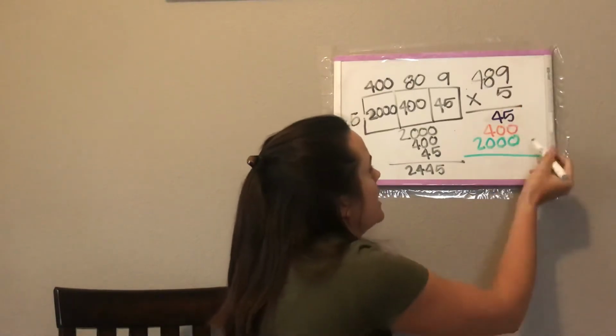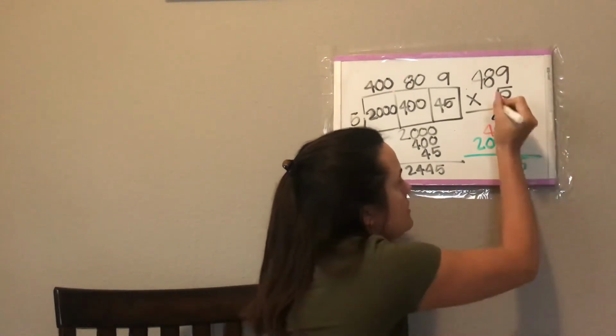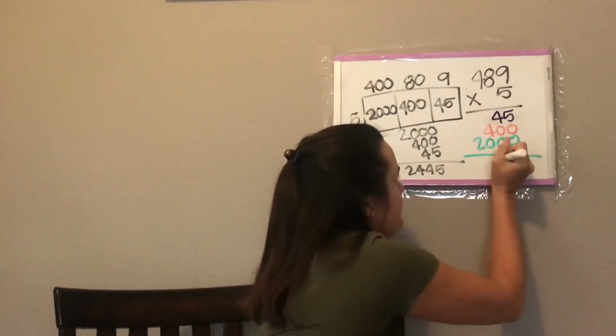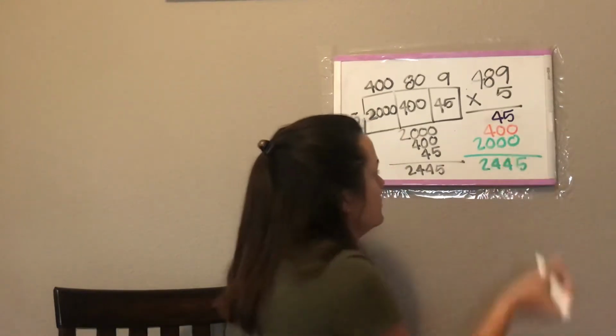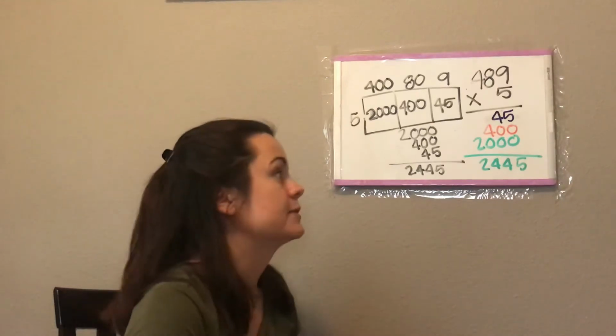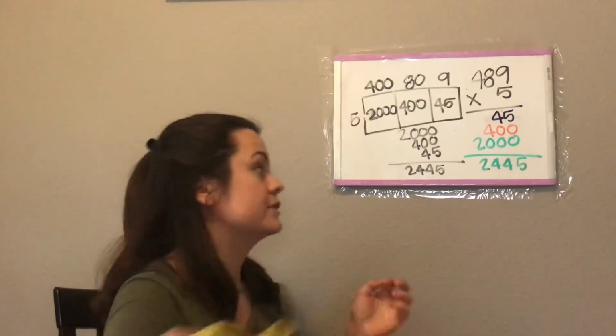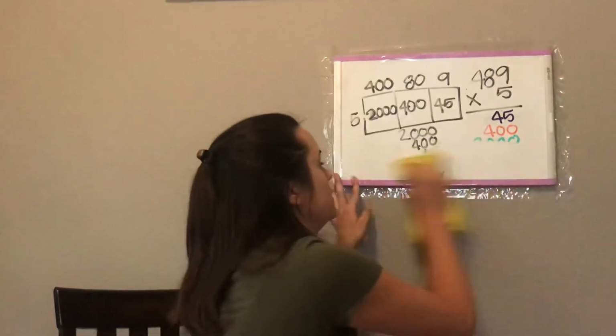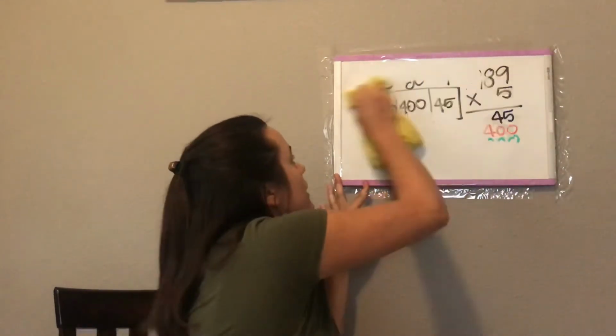And then we're going to take it all. So 5, 4, 4, and 2. So you see that both answers do match. So 489 times 5 is in fact 2,445. All right.